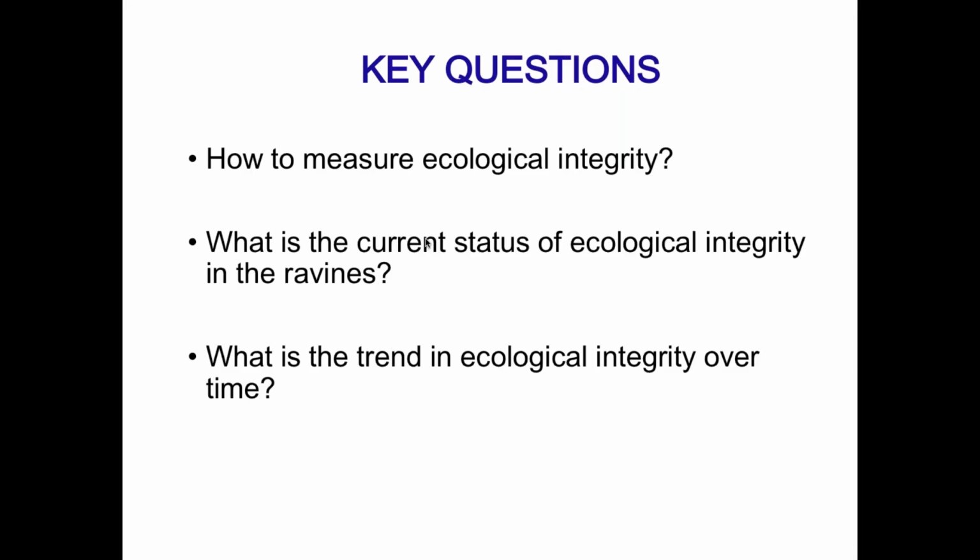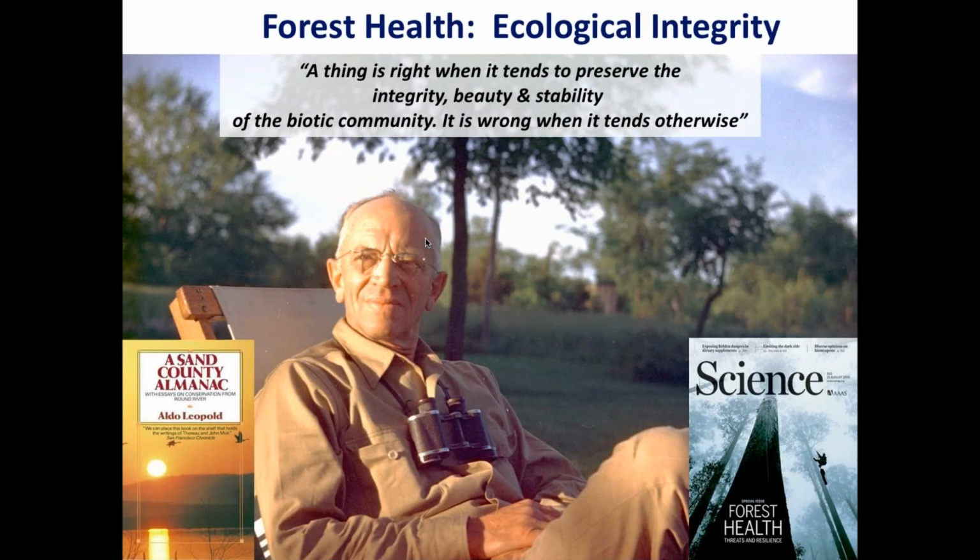These were the questions we asked when we went in. And the big number one is, how to measure ecological integrity. And we're not the first to ask, nor do I suspect we will be the last to ask this, and try and grapple with what is it that we actually want to know. It's not necessarily biodiversity per se, but this ecological integrity. What is the current status of it in the ravines? And of course, most importantly, where is it going? What's the trend in ecological integrity over time?